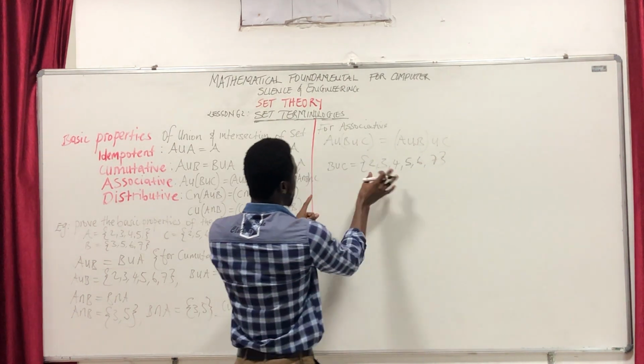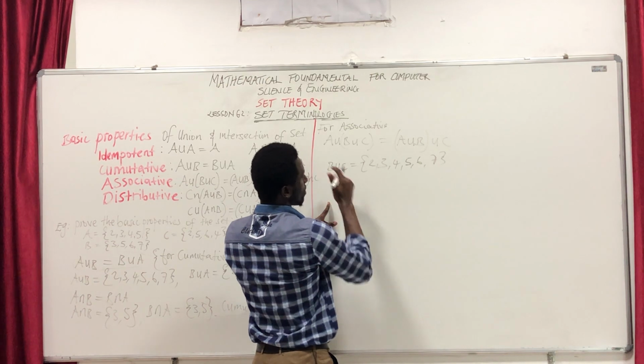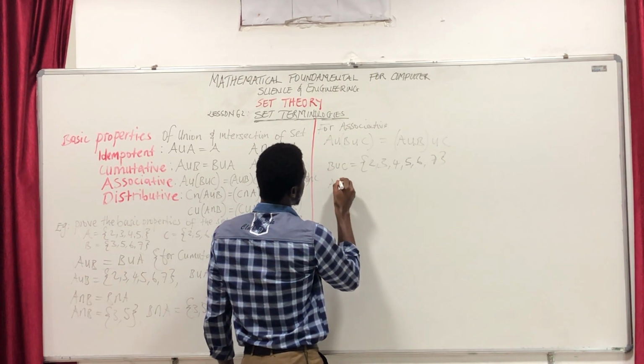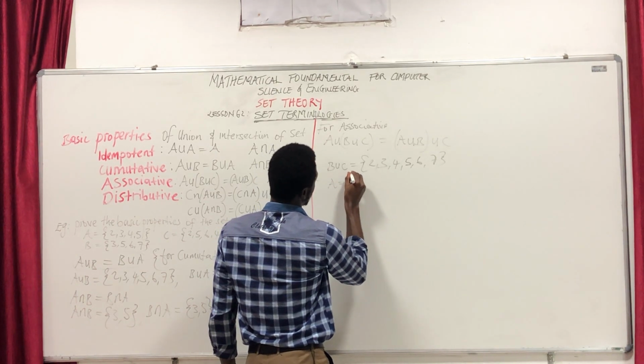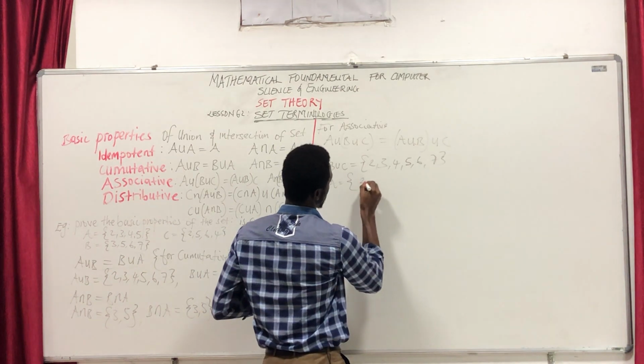Okay, so now we combine this B union C with A. So now we say A's elements are 2, 3, 4, 5.